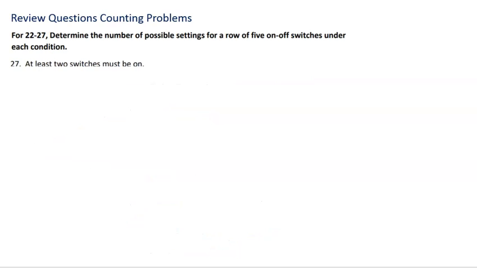I didn't realize there was one more of these, 22 through 27. If I would have read better, I would have seen that. But let's finish this one up before I move on to part 3 for the video. At least 2 switches must be on. Now, whenever you see this at least business, you're probably going to need a complement. So 2 switches must be on means 2 or 3 or 4 or 5.